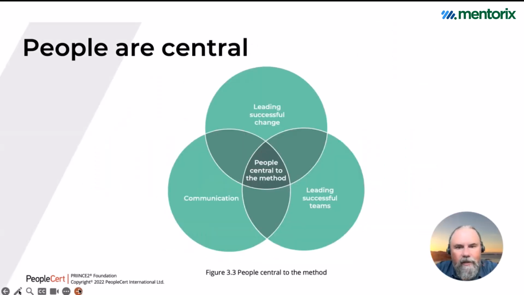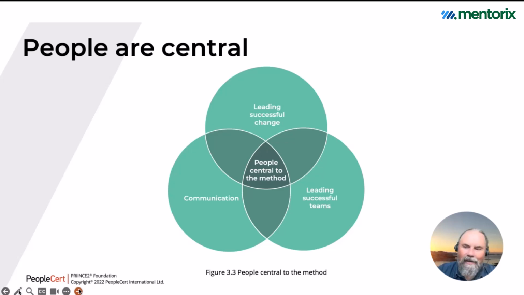If we take a look at this, people are central to the method. The way it's now explained is that projects are not only about delivering products, it's about leading successful change, it's about leading successful teams, and it's about the ability to communicate clearly and concisely. And in all this, the one central and common thing are the people. Most of us that have run projects also recognize that these are what we spend most of our time with.